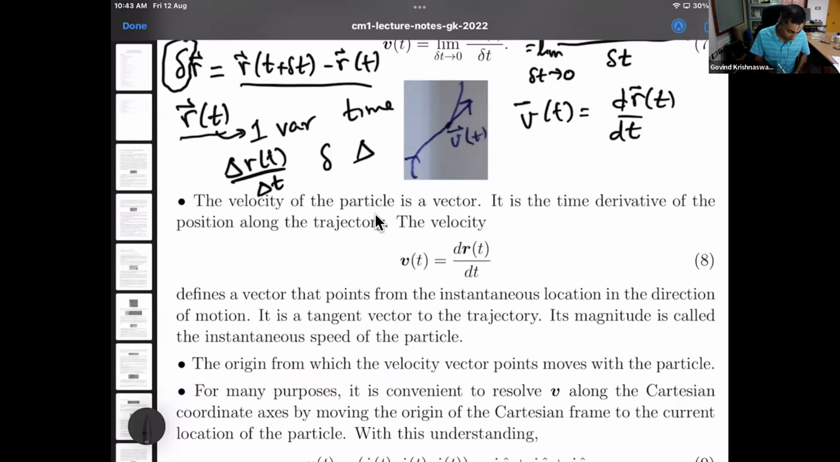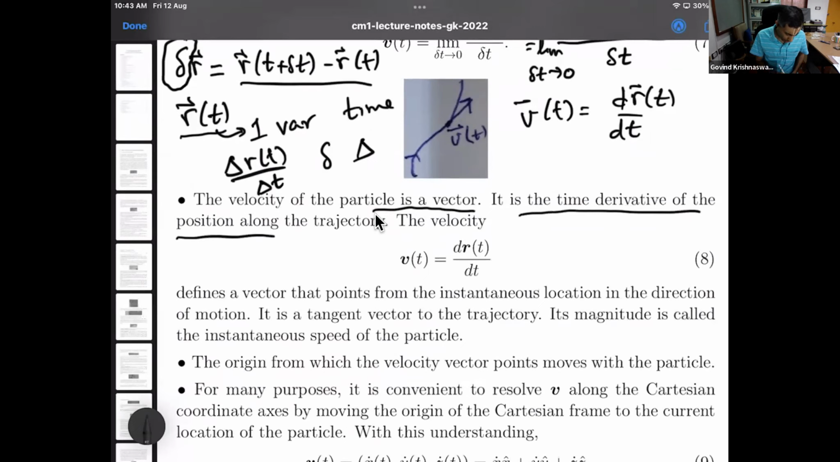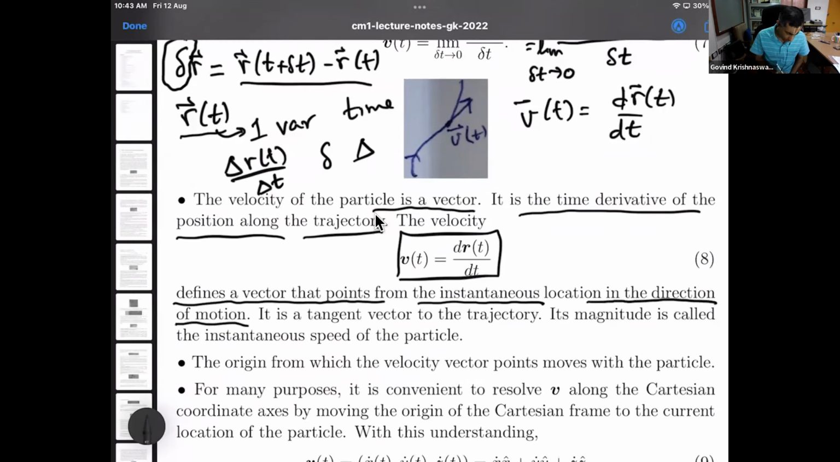Okay, now the velocity of the particle is of course a vector. It is the time derivative of the position along the trajectory. And we already wrote this formula for it. So now we may ask, where is this vector emanating from? And we would like to think of this as defining a vector that points from the instantaneous location of the particle in the direction of motion. After all, it is the tangent vector to the curve, geometrically speaking. So it is most natural to regard it as a vector that emanates from the instantaneous location of the particle and points in the direction of motion at that instant.